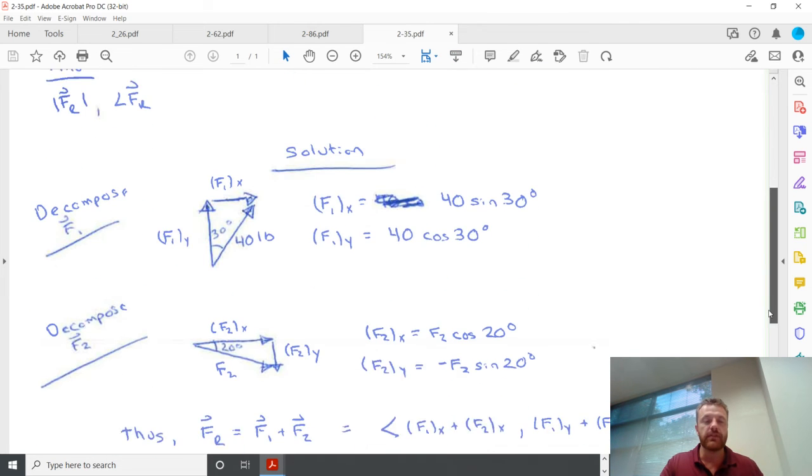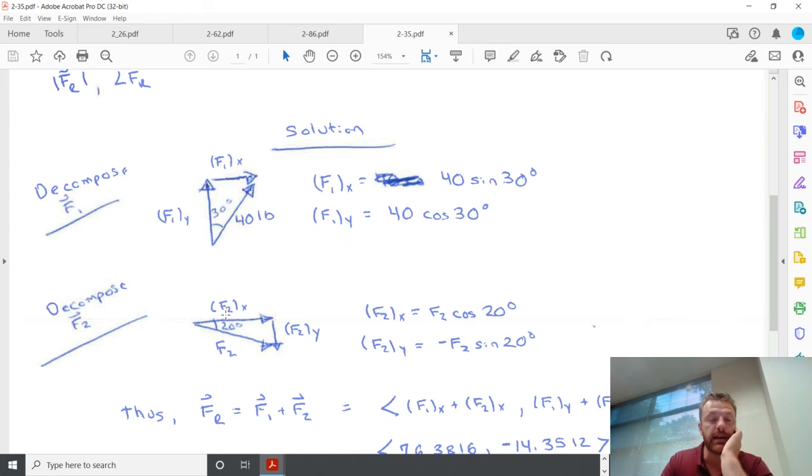I'm showing you the individual decomposition force triangles for both F1 and F2, similar to what we said. The y component is adjacent to 30 degrees. The x component is opposite. Both are in the positive direction, so I won't need to do any adjustments. I'll just take my magnitude and multiply by the sine or cosine of the appropriate angle, which is 30 degrees in this case.